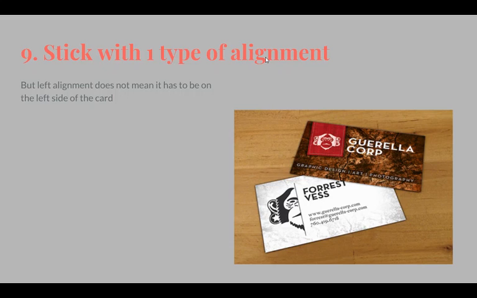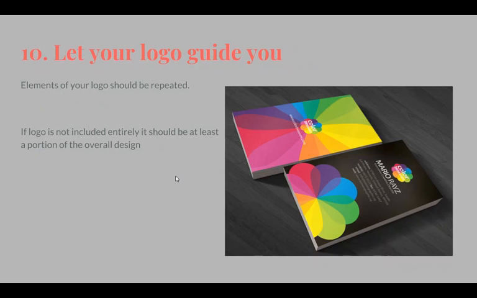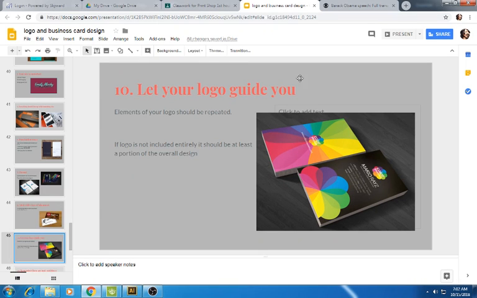Stick with one type of alignment. I already said this before, make sure your text boxes have one type of alignment. Don't switch back and forth between left, right, and center. And then the last thing here is let your logo guide your design. Your logo should show up in some shape or form on both the front and the back of your cards. You might find that you break up parts of it, you reuse parts of it, have some fun with your logo, and really let your logo drive your entire business card design.